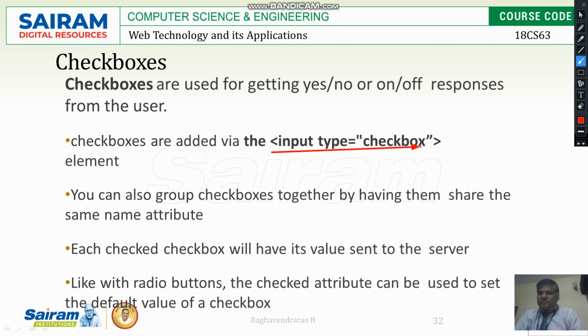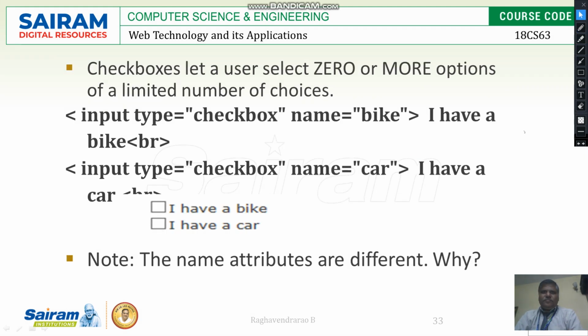This is the syntax. Okay. Input type is checkbox. Okay. Here is the example for that. See again, input type is checkbox. Name is bike. Okay. I have a bike. Is car. Okay. Car is there. Now you see here, the output is going to be seen like this: I have a bike, I have a car, because it has been written.